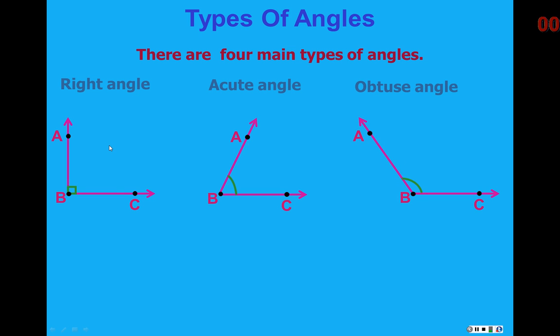A right angle is exactly 90 degrees, right? An acute angle is less than 90 degrees. And an obtuse is what? More than 90, but less than 180. That's the definition. More than 90 degrees, but less than 180 degrees. And a straight angle is exactly 180 degrees. And remember, a reflex angle is greater than 180 degrees, but less than 360.